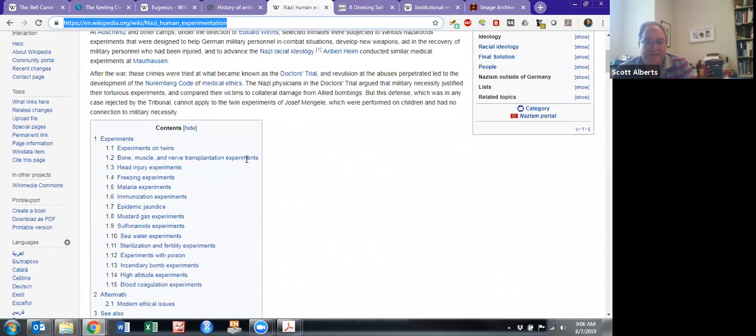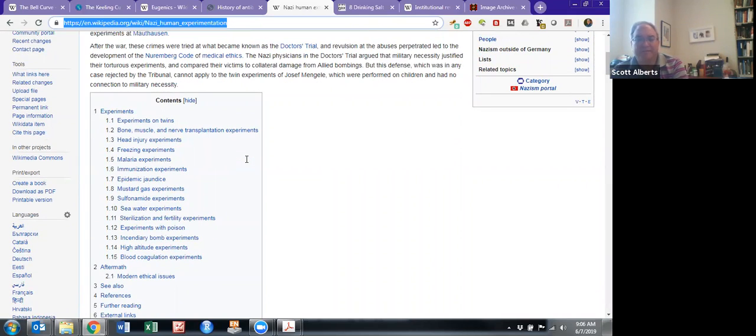Just looking at the table of contents, again, I don't want to scroll down, you can see that there are a bunch of experiments, and the one I'm going to talk about, which is a seawater experiment, is one that we actually use the results of today, even though it was collected in a pretty horrific kind of way.